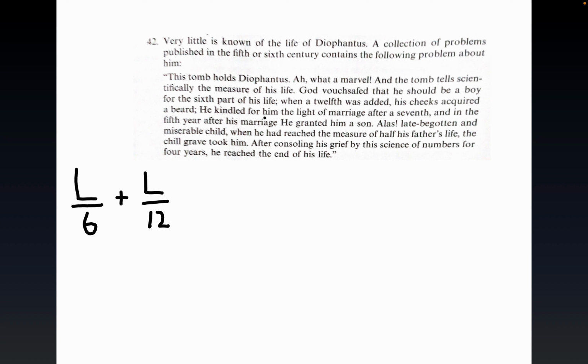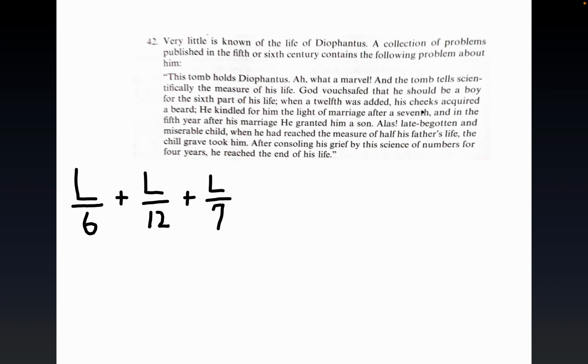Now he kindled a marriage flame after a 7th. So that's going to be plus L over 7, right? Again, this is referred to as a direct translation where L stands for Diophantus's lifetime. I prefer using descriptive variables rather than the bland X. Okay. Now, what do we have here?